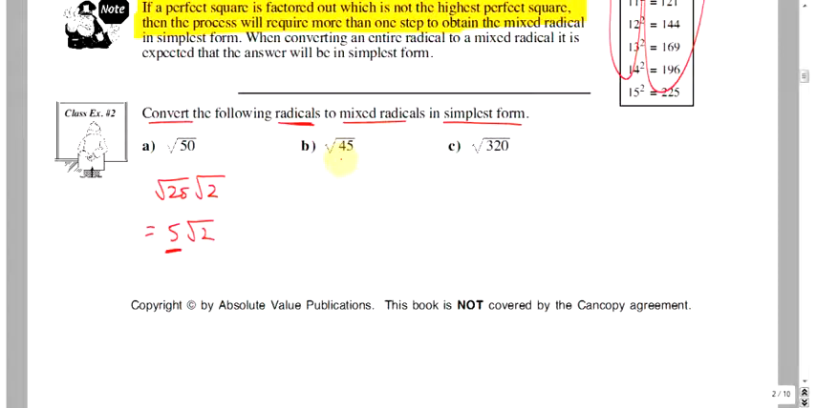Root 45. What's a perfect square in 45? Who knows their times table well? And the better you know it, the more likely you are to get the right answer quickly, right? 9 times 5 is 45. I can split root 45 up into root 9 times root 5. Okay? Is this thing the same as this thing? Yes, it is. It better be. You can't change it. All we're doing is converting it. Now, why did I do that? Because I know the square root of 9 is 3. This I can't do anything with, so that's fully simplified. Okay?